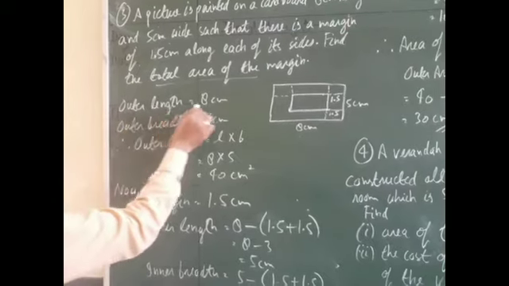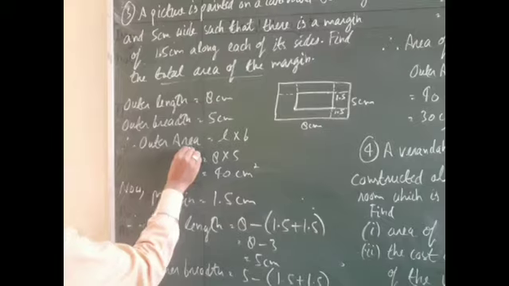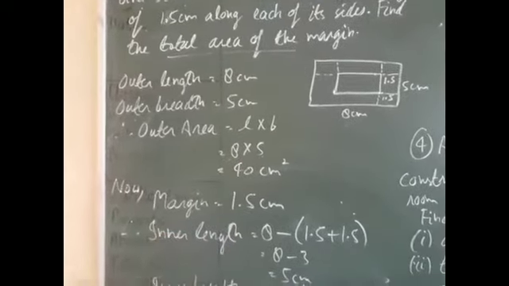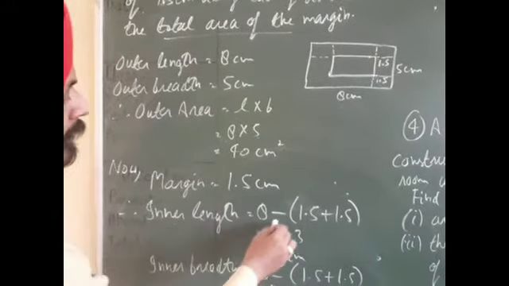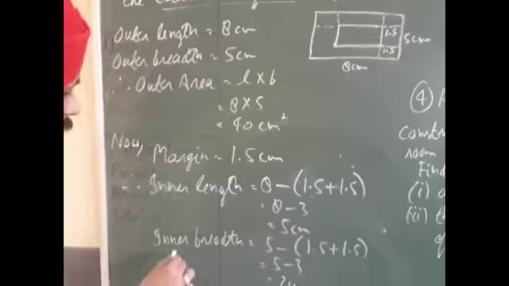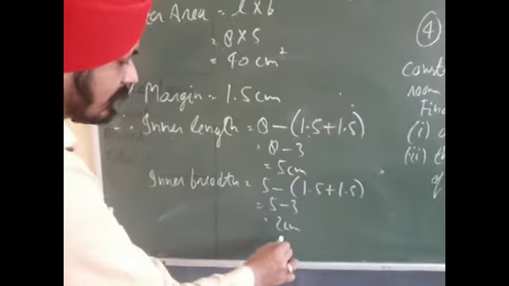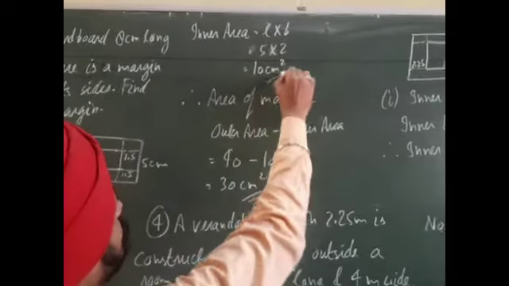So again the outer length is 8 cm, outer breadth is 5 cm. Therefore, you will find the outer area, length into breadth, 8 into 5, you will get 40 cm square. Now the margin is 1.5 cm, so you will find the inner length, 8 minus 1.5 plus 1.5, you will get 5 cm. Then the inner breadth, you will find 5 minus 1.5 plus 1.5, you will get 2 cm. Now the inner area, length into breadth, 5 into 2, you will get 10 cm square.